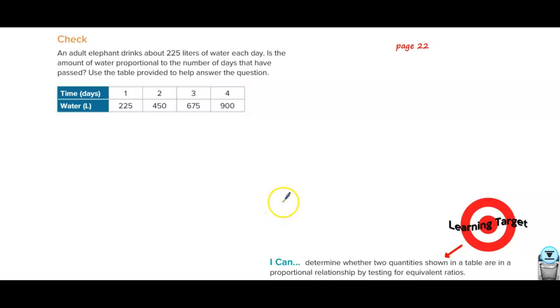An adult elephant drinks about 225 liters of water each day. Is the amount of water proportional to the number of days that have passed? So you write each of these, water per day. This is what we want them all to be equal to if it's proportional. So then we would have 450 liters for 2 days. Well, to make this over 1, you would do 450 divided by 2. 450 divided by 2 is 225.